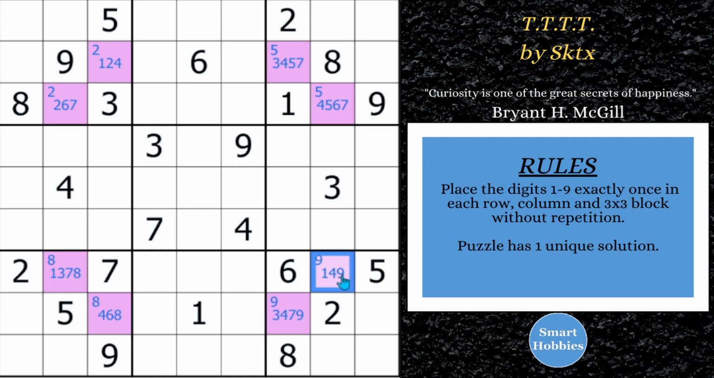Weak link to this 9. Strong link to this 9 because there's only 2 9s right there. Weak link to this 3. Strong link to this 3. Weak link to this 5. Strong link to this 5. Weak link to this 6. Strong link to this 6. Then you go weak, strong. So that forms your Sudoku continuous loop.